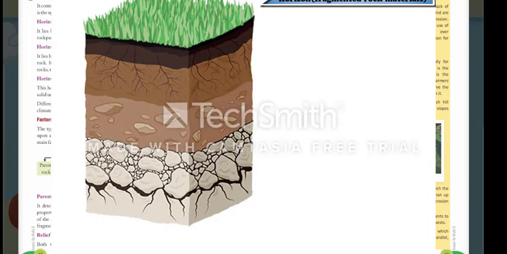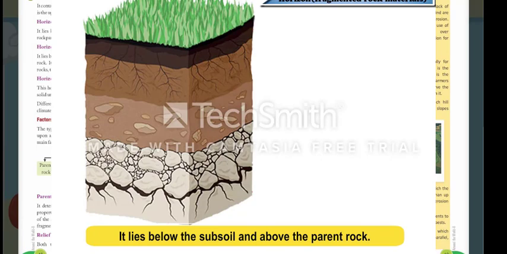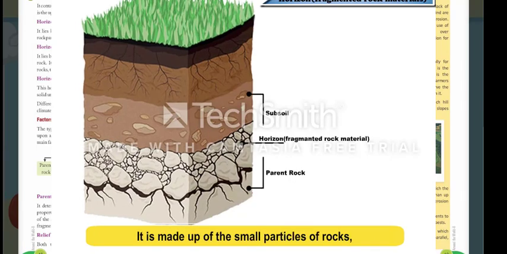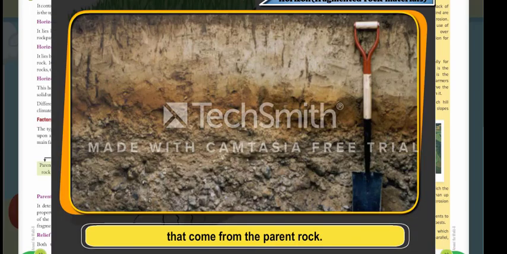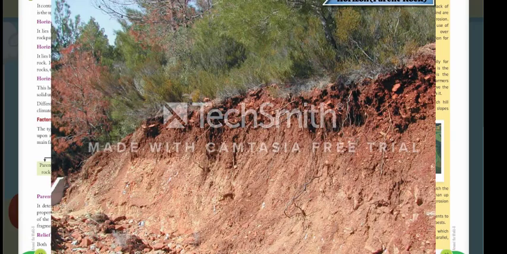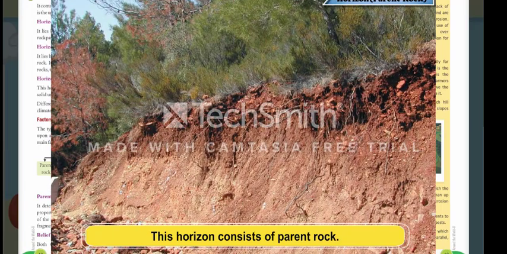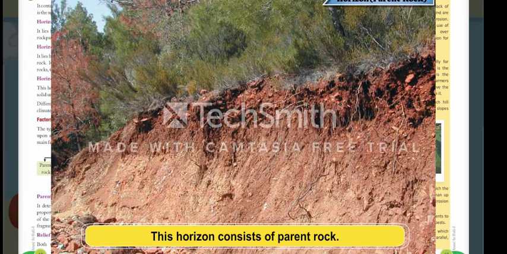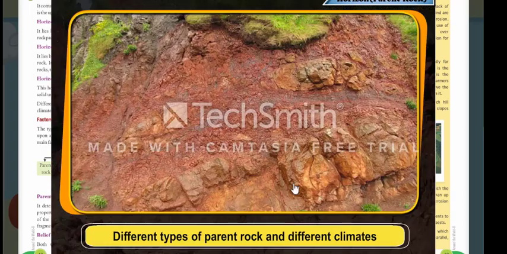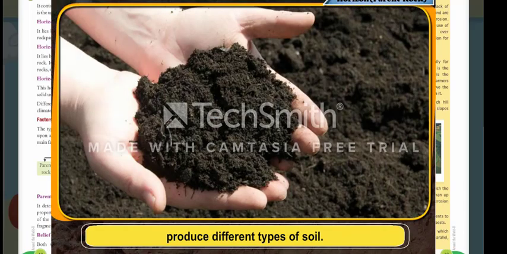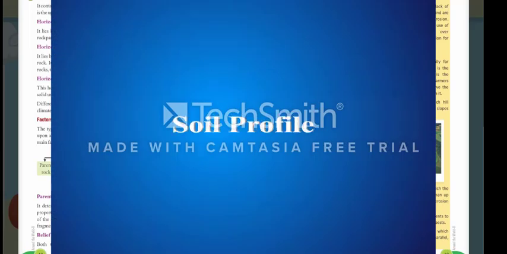Horizon fragmented rock materials. It lies below the subsoil and above the parent rock. It is made up of the small particles of rocks that come from the parent rock. Horizon parent rock. This horizon consists of parent rock. It is a solid, unweathered rock, and different types of parent rocks and different climates produce different types of soil.